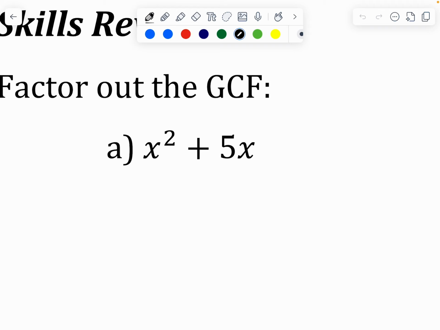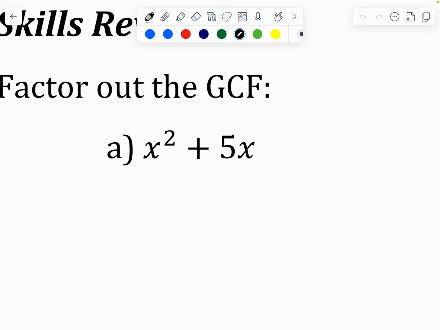Factoring is not going away. It's still going to be on your test, your Unit 5 test. It is also going to be again on your Unit 6 test. So we're going to be learning more factoring and more things to do with each of these. So we want to make sure that you know how to do them.